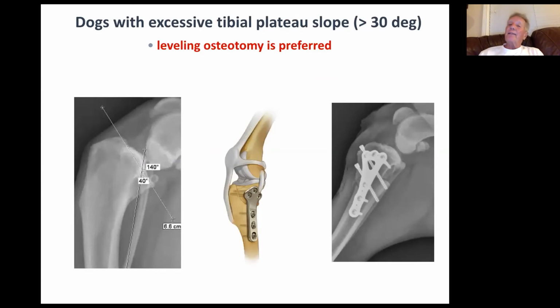Dogs with excessive plateau. Look at this dog here. You see the measurement of the plateau. He's got a 50 degrees plateau.